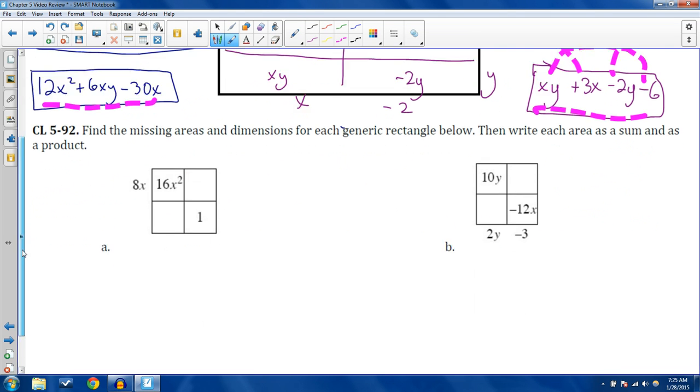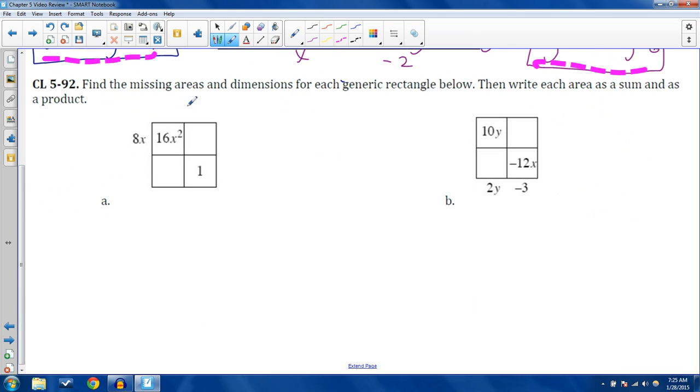This ends up working kind of like, I won't say a puzzle, but you've got to use one clue at a time and build up from that. Like, I don't know what this is without knowing other information. Same with this. What I do know is this area is 16x squared. Means I did 8x times something to get 16x squared. Well, 8 times 2 is 16, and x times x is x squared, so that gives me that. What this allows me now to do is find out other information here.